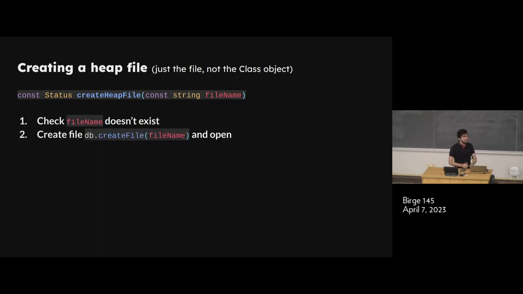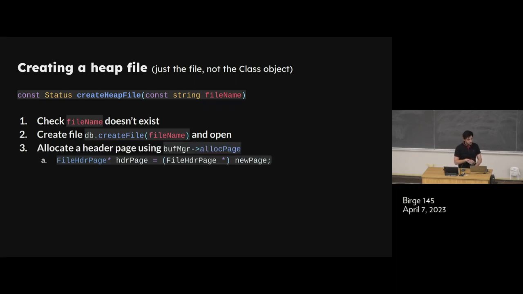How do you create it? There's a method called db.createFile in the db class. You pass it the file name. It'll create a basic file for you. It does not give it the heap file structure yet. It just creates a simple file. Once you create the file, you'll also need to open it, right? Once you do that, we saw that these files have header pages, so we need to create a header page for this.